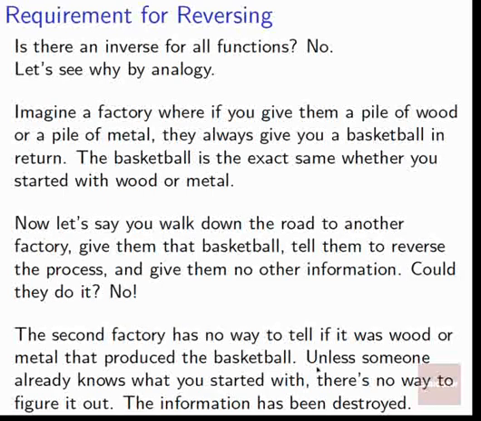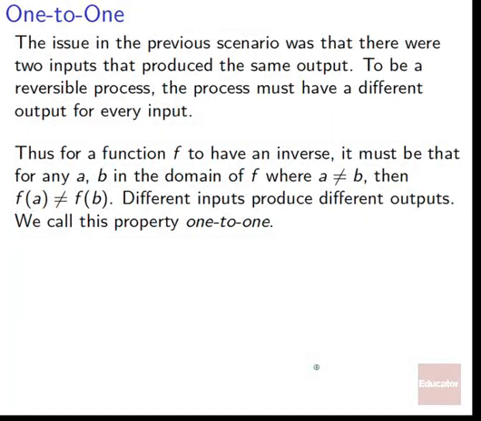blank. The issue in this scenario is that we've got two inputs providing the same output. Whether it's metal, whether it's wood, you get basketball. So if we try to have a reverse on that, we have no way to know which one to go back to. We don't know if we're going to go back to metal, we don't know if we're going to go back to wood, because we don't know what basketball is representing.